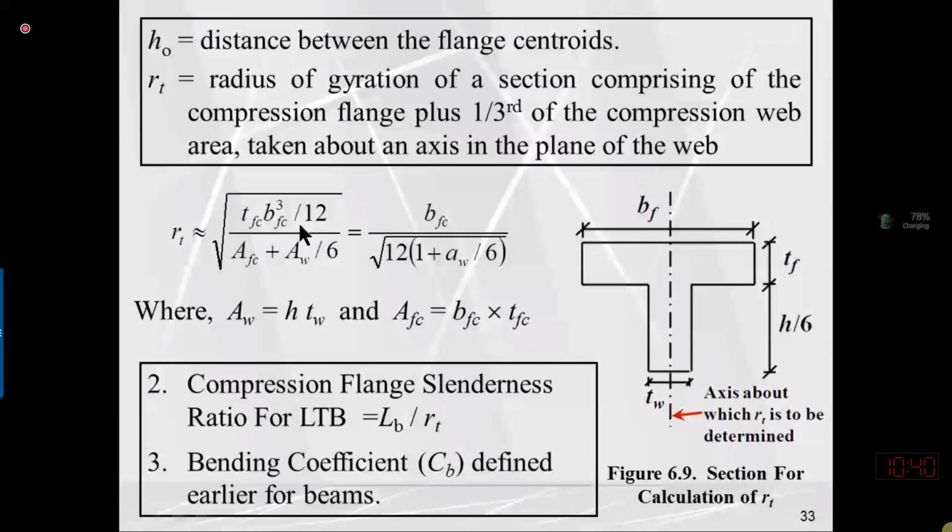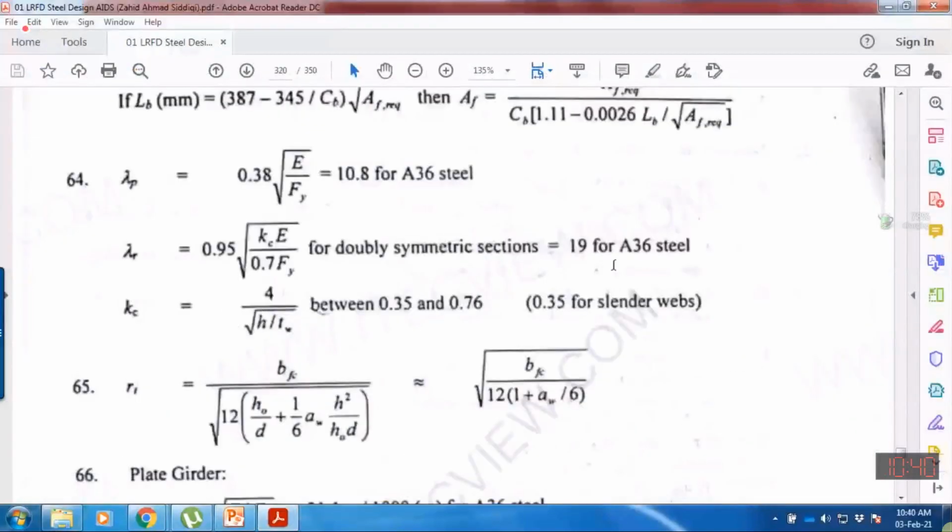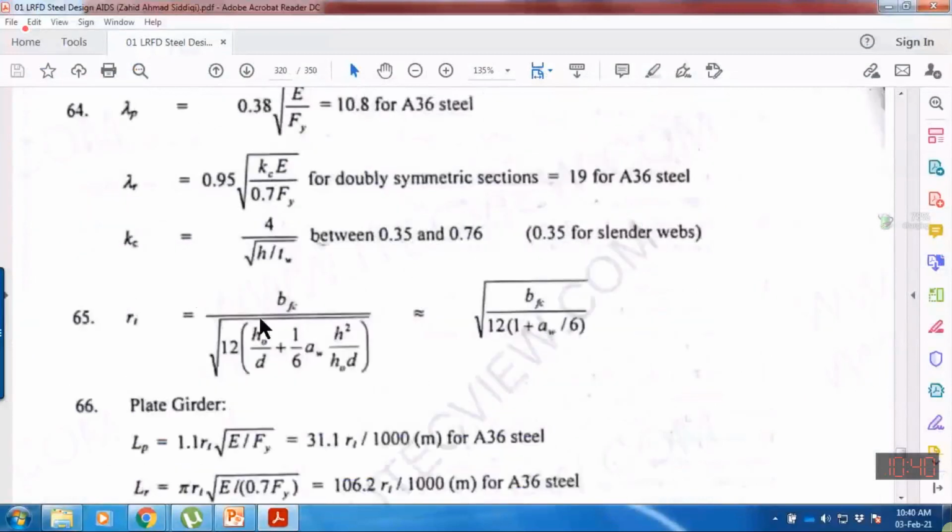So we know the width of the compression flange. AW value is the ratio between the web area to the flange area. So this value is also given in the LRFD design aid. Lambda p value is 10.8 for A36 and 19 for A36. Otherwise, we have to compute. The RT value formula is also given. By using any one formula, we can determine the RT value. And if we know the RT value, we can determine the LP and LR value accordingly.